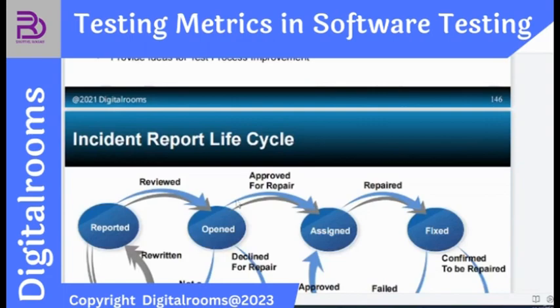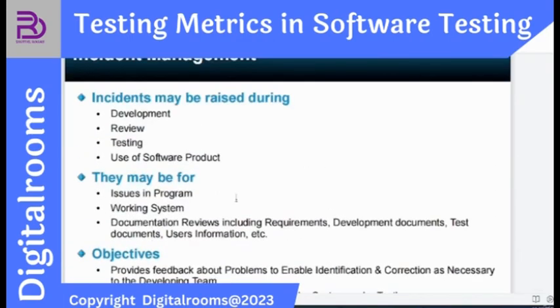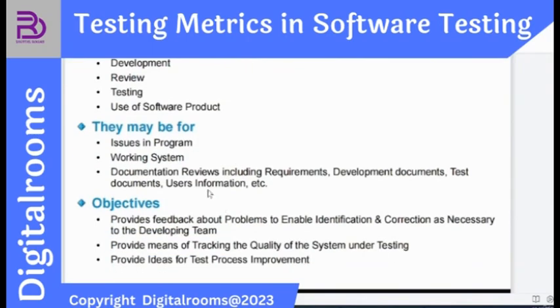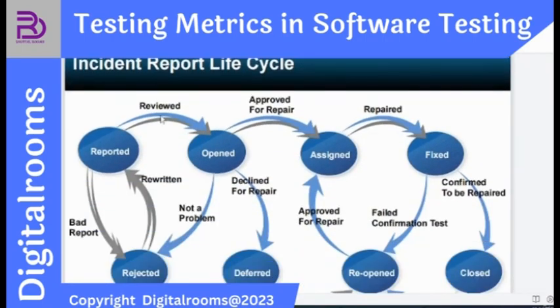Now, what is the incident report cycle? For example, a software misbehaves. It is doing some questionable behavior. Now we need to report it to the development team, right? So how will we do it? First it is opened and reviewed. Then it will be rejected or selected.